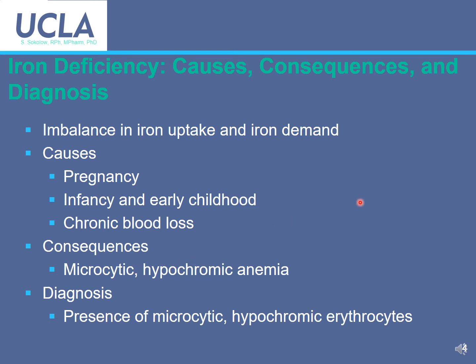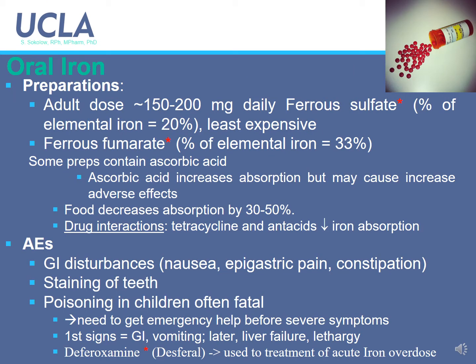So the consequence of iron deficiency is the microcytic and hypochromic anemia. And so for the diagnosis, as I said, you want to look at the size of the red blood cells and also at the level of hemoglobin. The treatment is to give oral supplement, and the most common one, the one that is available over the counter, is a formulation of ferrous sulfate, usually 150 to 200 milligrams daily. It's sufficient to compensate for the iron deficiency.